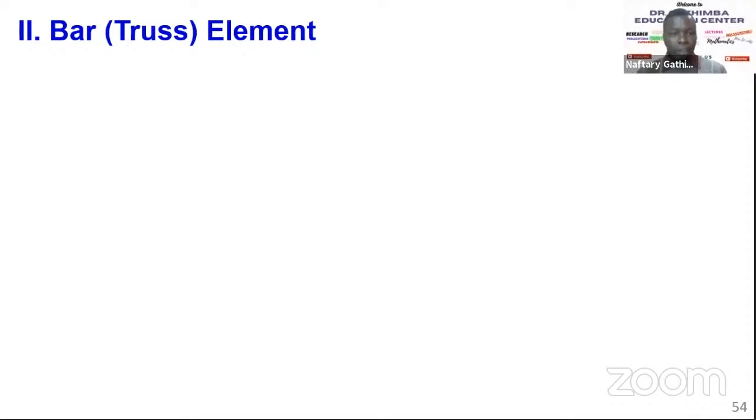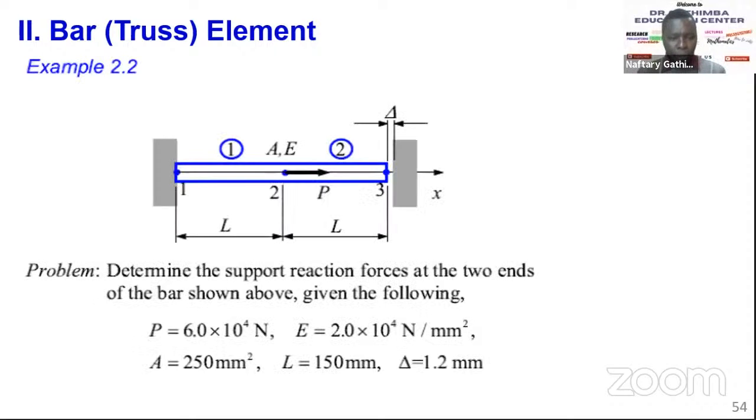All right. So this is example 2.2. I want you to look at it. It's almost similar to the other. The cross-sectional area is the same, but now we have introduced an interesting part. This bar has a small gap, delta of 1.2 millimeter. So you need to determine the support reaction at the two ends. So the support at F, you are going to get F1 and F3. But remember, for here to have a reaction, this bar has to touch here.